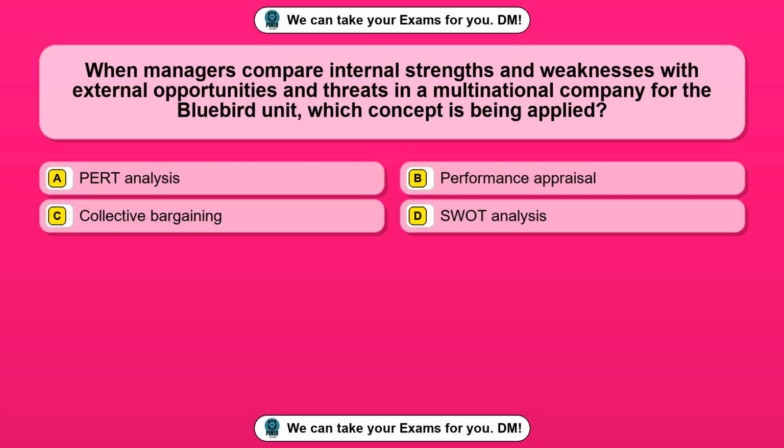Question 69. When managers compare internal strengths and weaknesses with external opportunities and threats in a multinational company for the Bluebird unit, which concept is being applied? Option A, PERT analysis. Option B, performance appraisal. Option C, collective bargaining. Option D, SWOT analysis. The correct answer is option D, SWOT analysis.